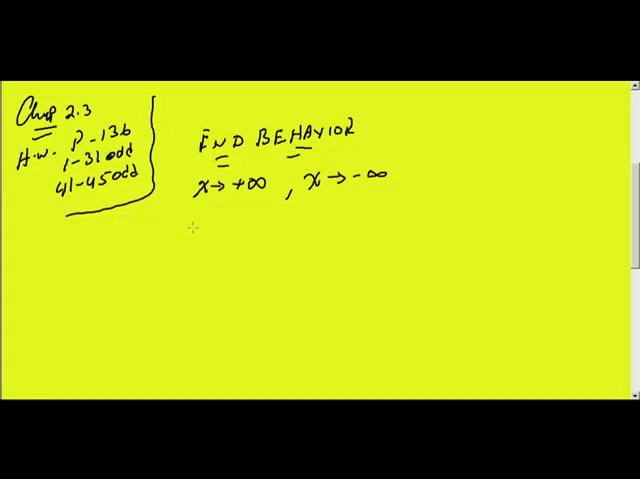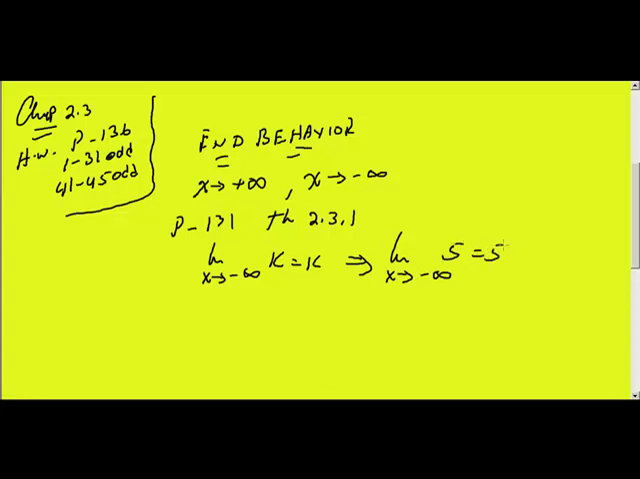Okay, first one on page 131, theorem 2.3.1, and that states the limit as x goes to negative infinity of k is equal to k. What that means is, if I just put in some numbers, the limit as x goes to negative infinity of some constant function, let's say 5, is going to be 5. And the limit as x goes to negative infinity of 2 is going to be 2.